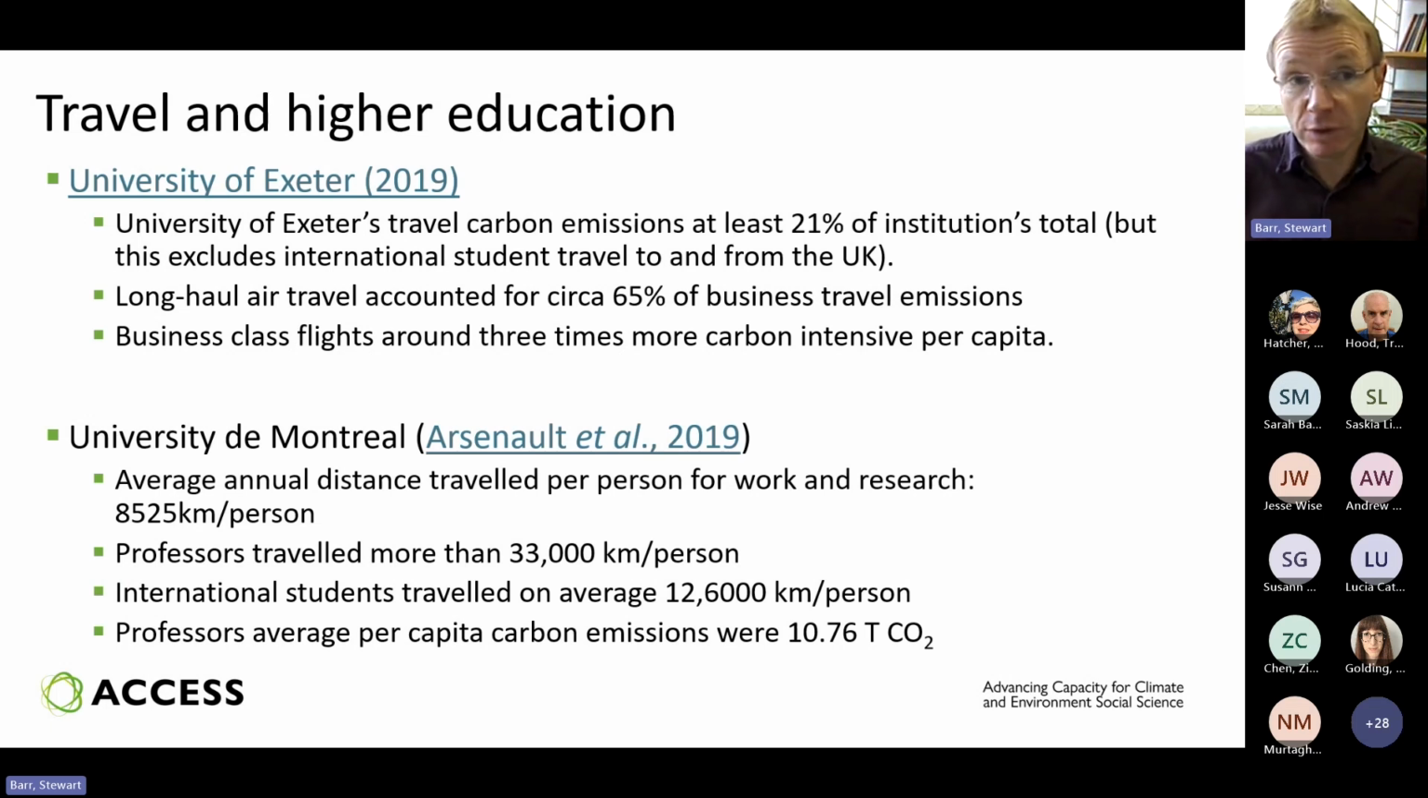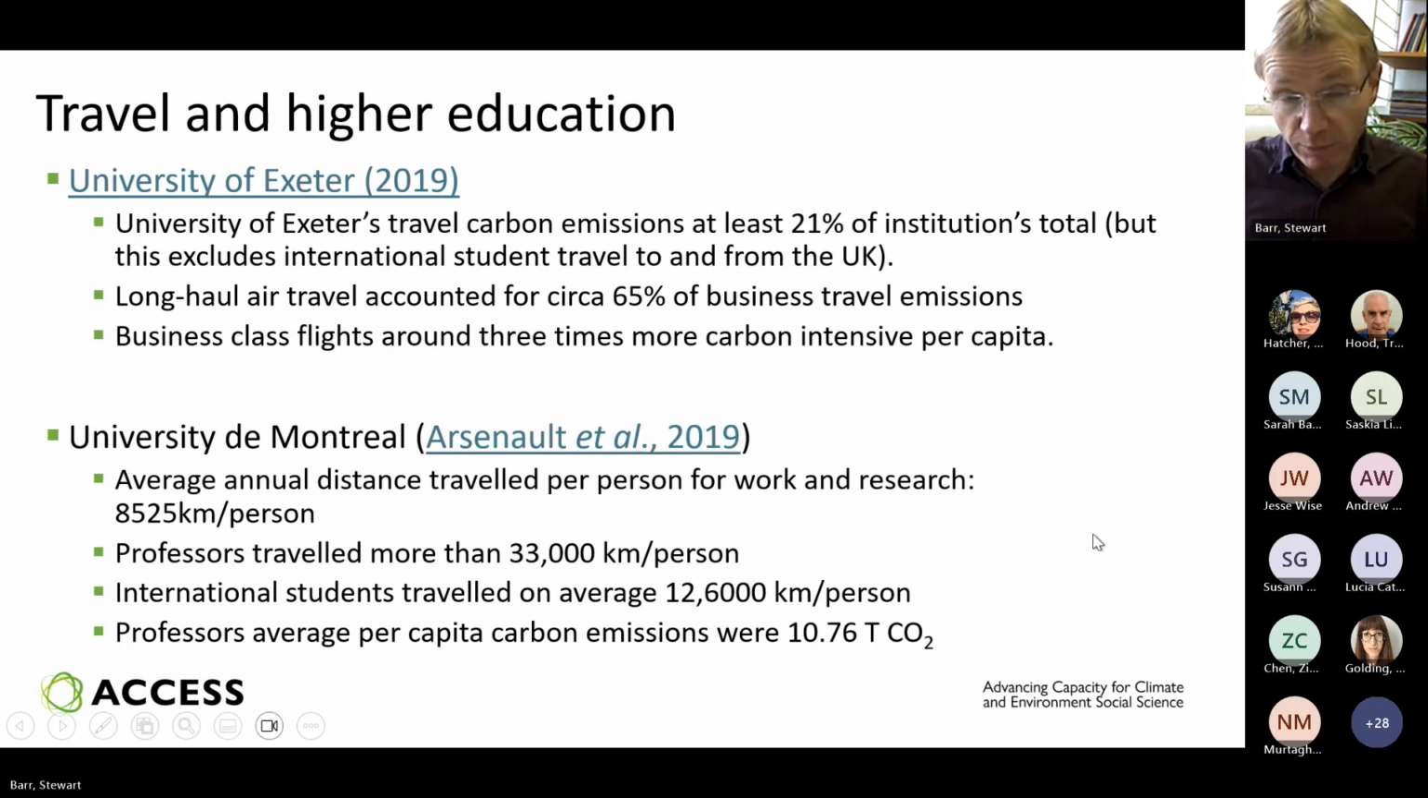So the headline for the University of Exeter white paper on the climate and environment emergency, which is in the public domain from 2019, is that actually this is a very significant part of our carbon emissions. And then I think the figures from the University of Montreal published in a paper back in 2019 are fascinating because it also highlights that these emissions are not equally distributed amongst staff and students. But as you can see there, actually professors, very senior academic staff, have a much larger travel footprint than either students or more early career or junior colleagues.